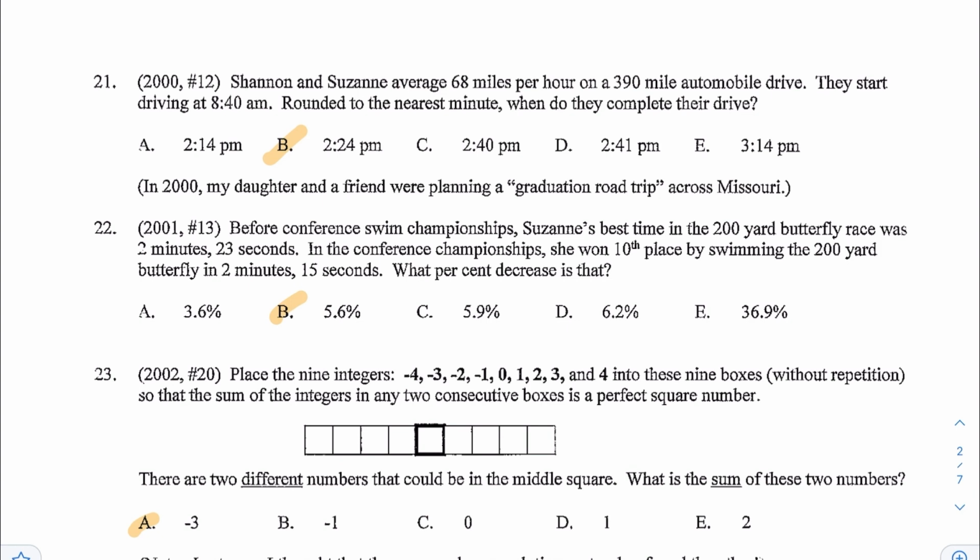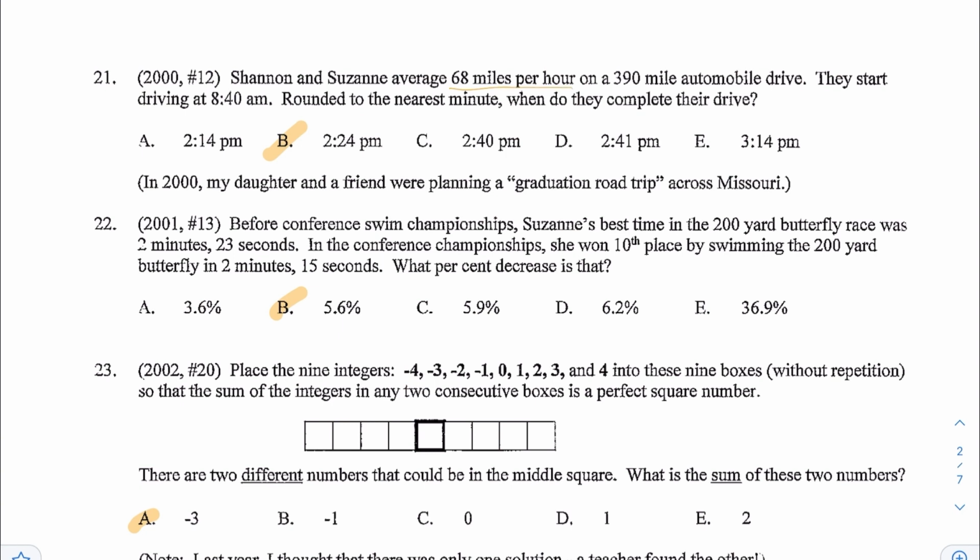So you see 68 miles per hour, which is a rate, which is just another word for speed. And that's the average speed specifically. And you also see 390 miles, that's a unit for distance. And what you want to figure out is how long did it take to complete the drive?